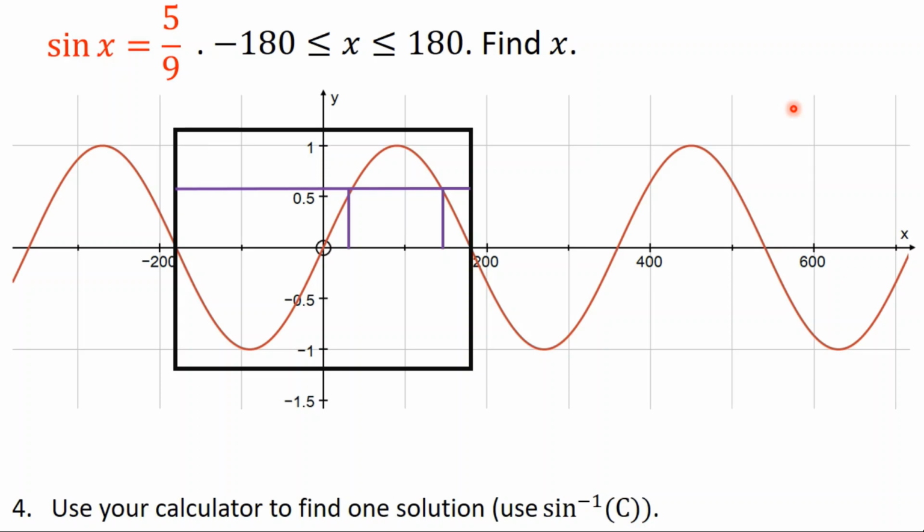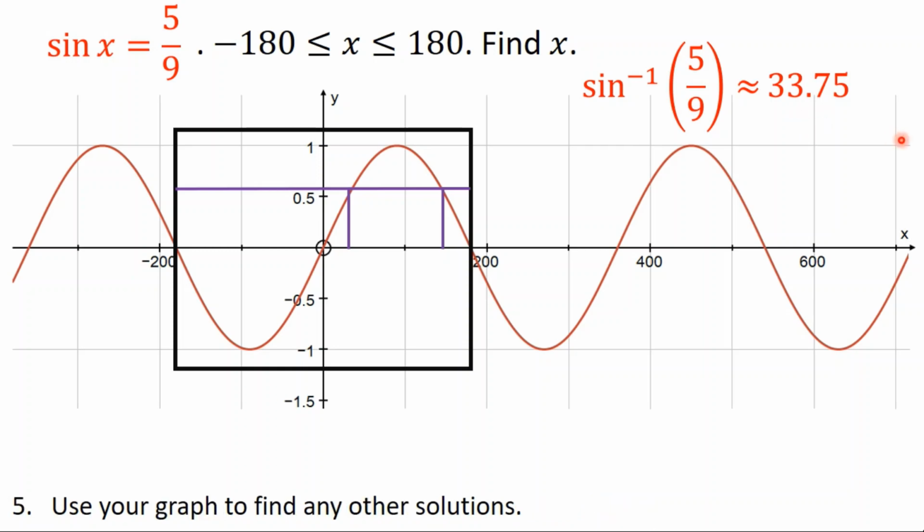I can use my calculator to find one solution. On my calculator, the inverse sine of 5/9 is 33.75. And then I'm going to use my graph to find any other solution. So that first one is clearly just 33.75, easy. And the second one would appear to be 180 take away 33.75, which is 146.25.